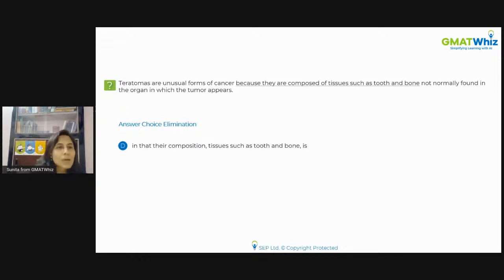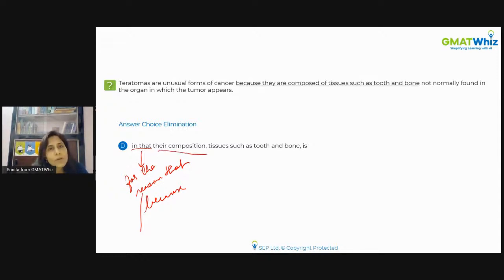Now let's understand what this phrase "in that" means, guys. In that means for the reason that. You can file this away because I've seen this being used quite a number of times in GMAT questions. Or in short, it means because. So let's see. Teratomas are unusual forms of cancer in that, because their composition... now we're talking about the composition of teratomas. Their composition is not normally found in the organ in which the tumor appears.